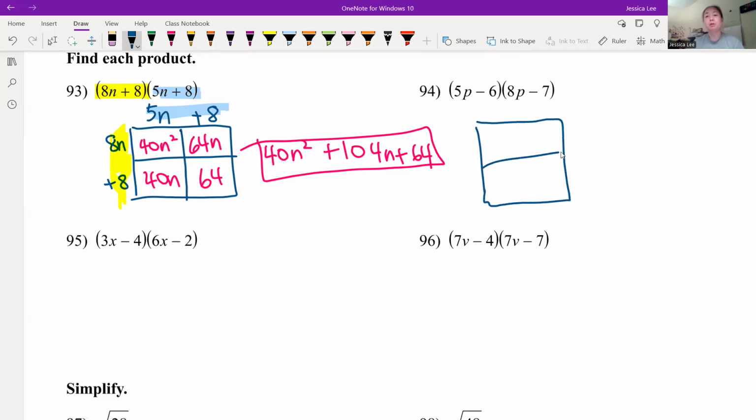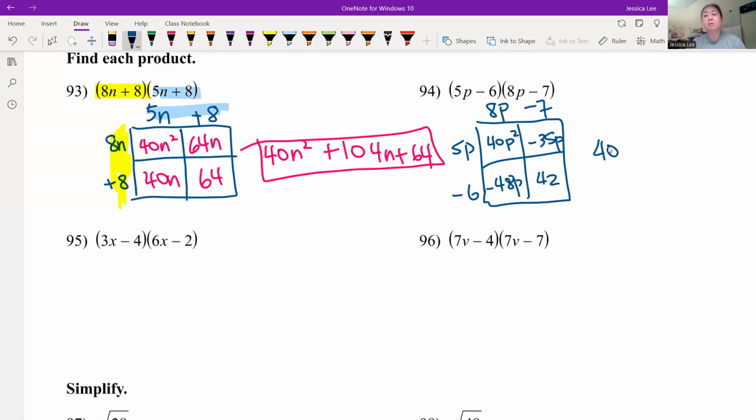Don't make your boxes too small. You have so much room, right? So we got 5p minus 6, and then 8p minus 7. All right, and we're going to just multiply to get the insides. So 5p times 8p is going to be 40p squared. 5p times negative 7 is negative 35p. Negative 6 times 8p is negative 48p. And negative 6 times negative 7 is going to be positive 42.